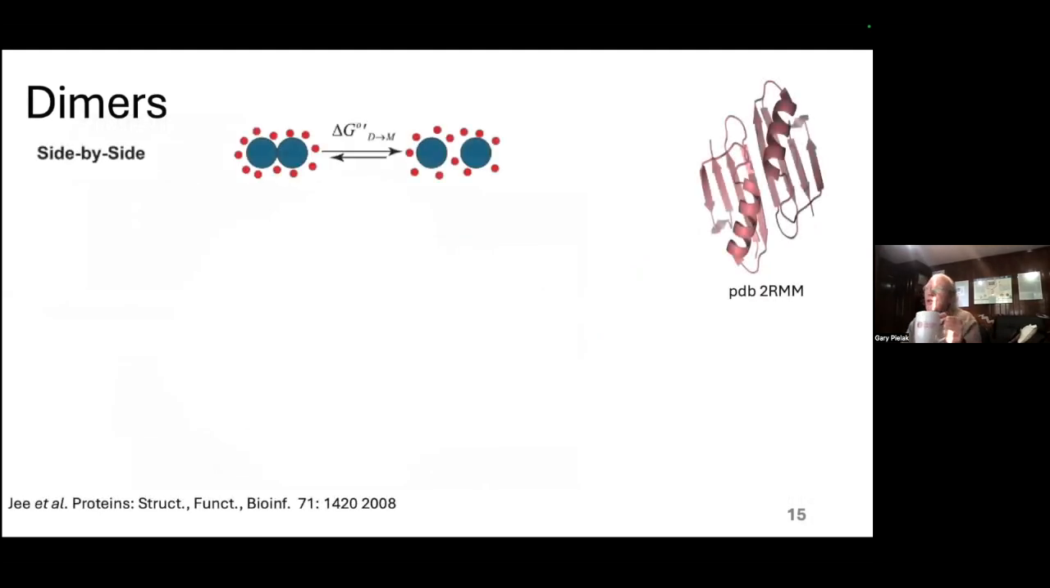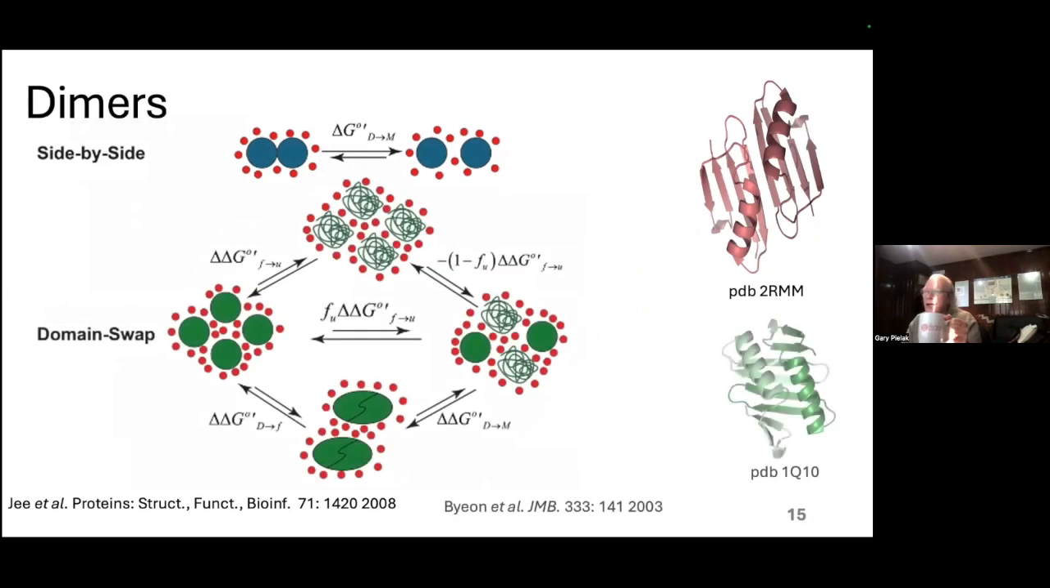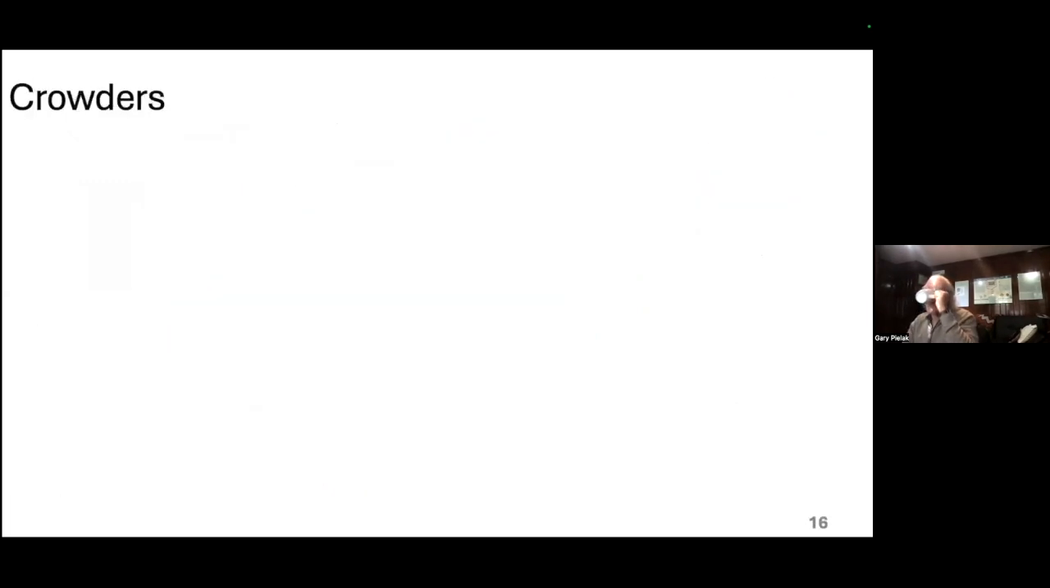Here's a cartoon of the side-by-side dimer. And then here's a cartoon of a reaction of the domain swap dimer, where we have both dimerization and folding going on. Now, those are the systems. What about the crowders?